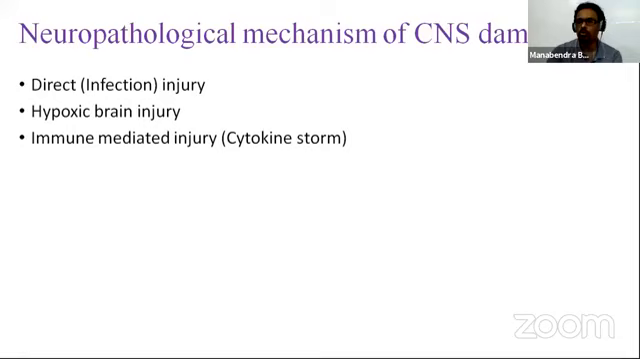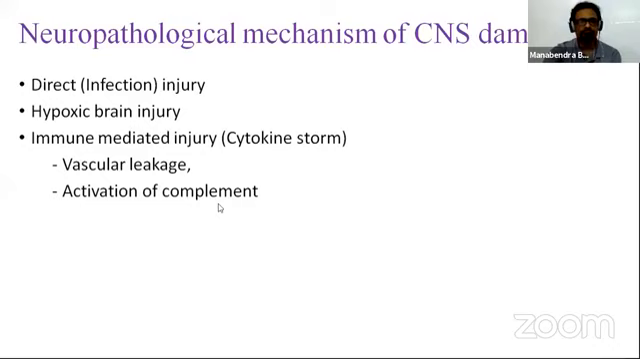There are a lot of inflammatory cytokines and inflammatory mediators that can actually do harm to the nervous system. And what do they do? They cause vascular leakage, mediator-induced and cellular-induced vascular leakage. And then there is activation of the different complement, as evidenced by the lack of complement factors in the blood. And then the coagulation cascade is activated.